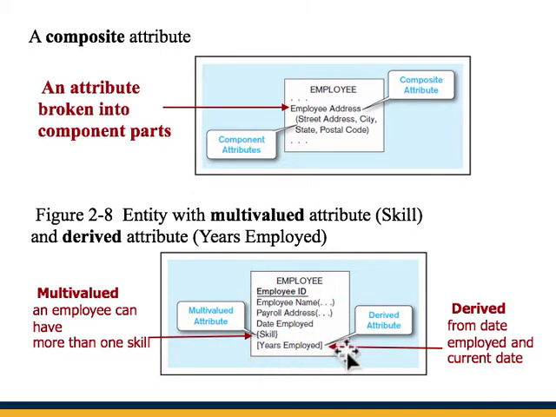In this figure or in this ER, we are saying an employee has an employee ID, he has a name, he has an address, where name and address are composite, hence these parentheses. He has a date employed, which is a simple attribute. Skill is a multi-valued attribute. It can hold multiple values. And years employed is a derived attribute, and it can be derived from, let's say, date employed.